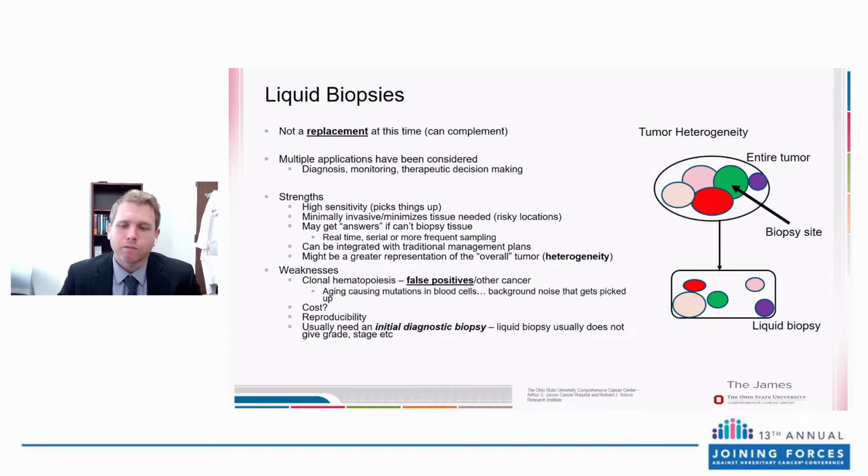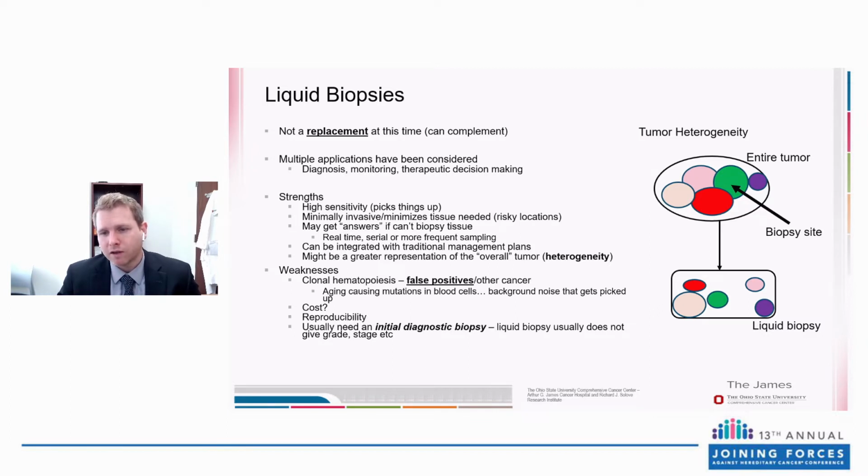The other important thing about liquid biopsies is they might be a greater representation of the overall tumor. And this gets to the concept of tumor heterogeneity. There's a little cartoon on the right side of the slide that kind of demonstrates this. So within a tumor, there's multiple different populations of cells. And so when we do a traditional biopsy, we might only be sampling one little area. For instance, in this cartoon, the green area.